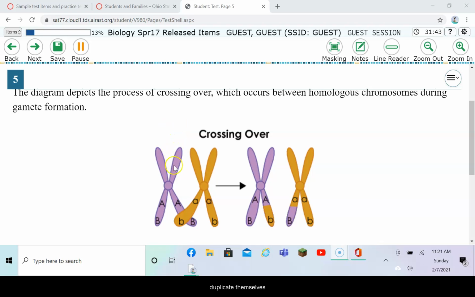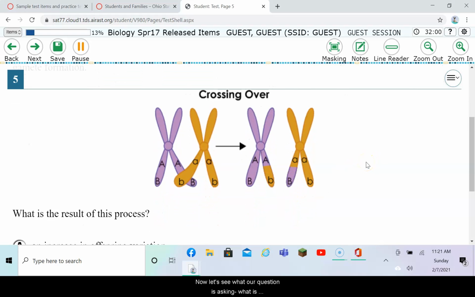And of course, they've duplicated themselves. Okay? And these chromosomes are carrying genes. And in crossing over, the homologous chromosomes exchange genetic information. If you look here, we've got some of the gold on the pink, and some of the pink on the gold. Now, let's see what our questions are asking.